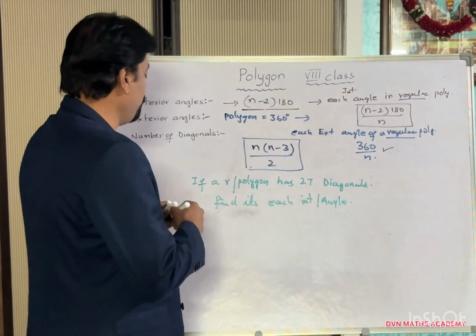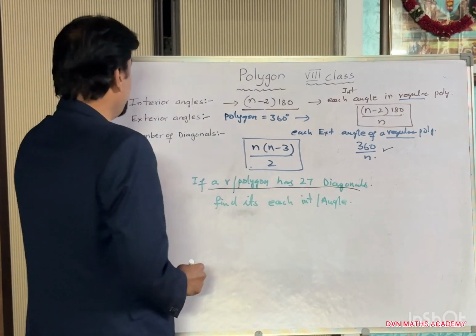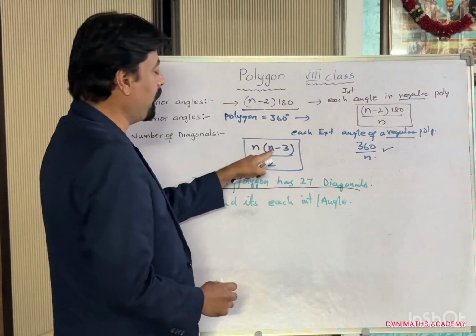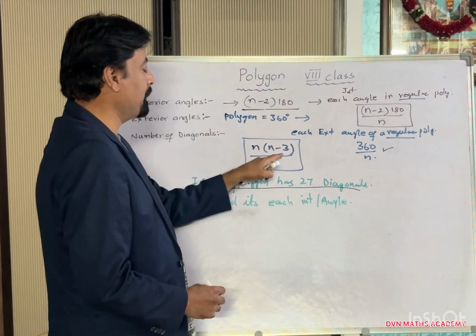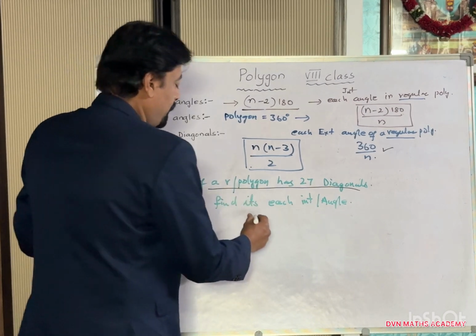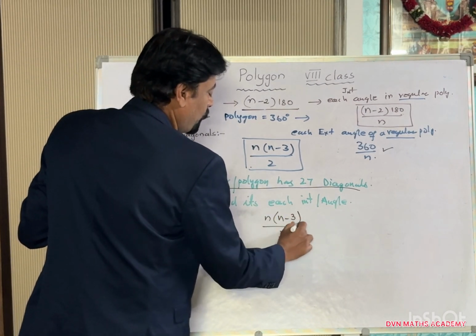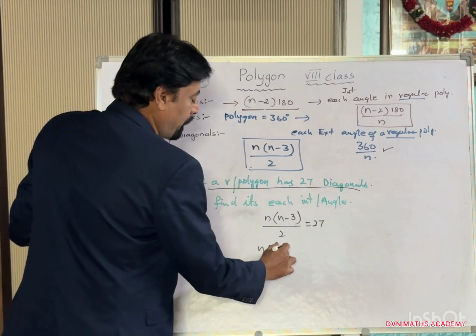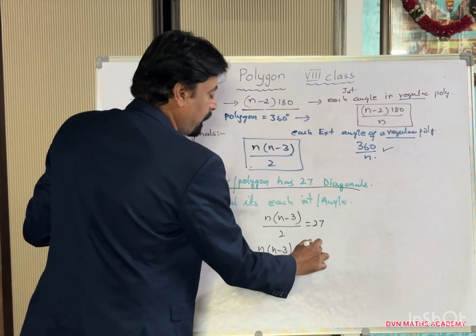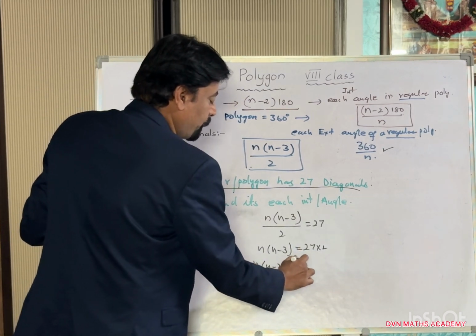So the given information is that the regular polygon has 27 diagonals. I already told you the formula for the number of diagonals in a polygon, that is n into (n minus 3) by 2. So according to the information, n into (n minus 3) by 2 is equal to 27. So n into (n minus 3) is equal to 27 into 2, so n into (n minus 3) is equal to 54.